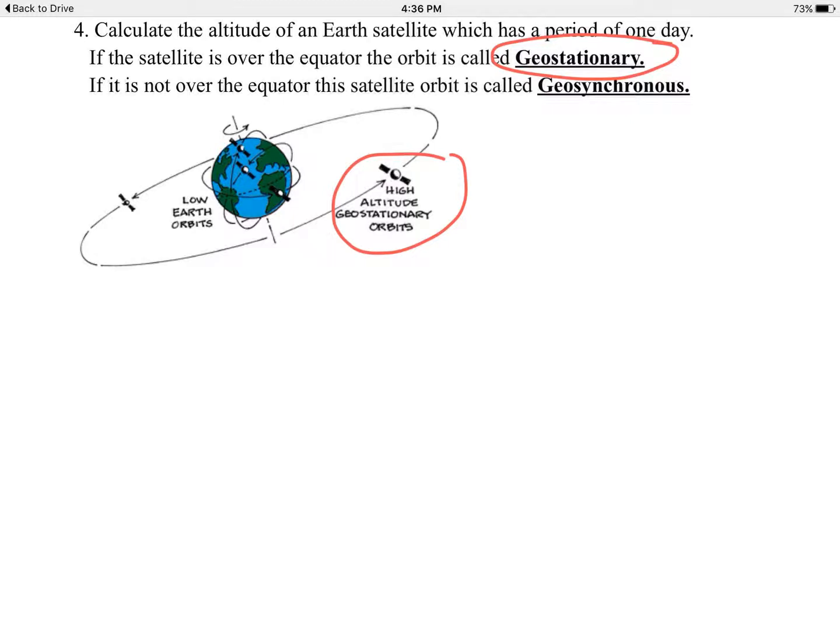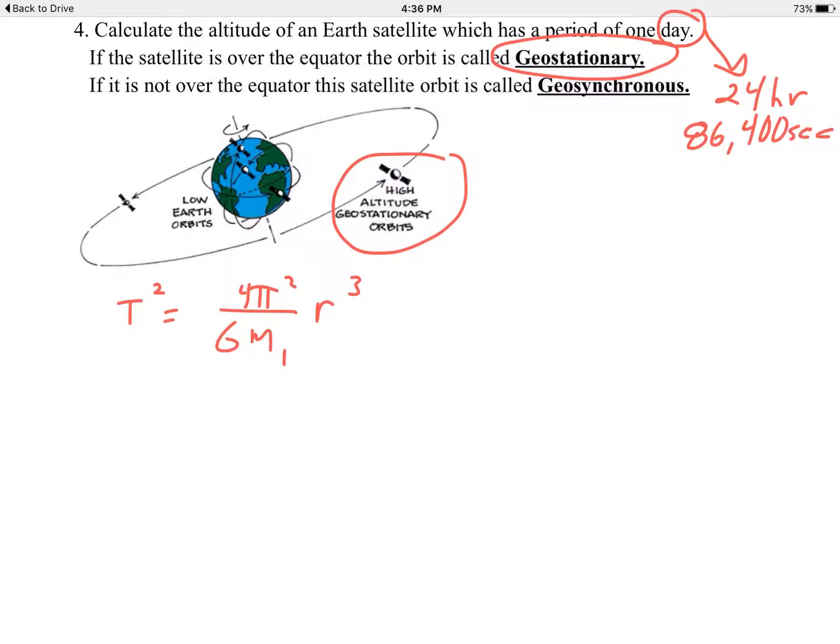We can start with Kepler's third law once again, and that is T squared equals 4 pi squared over GM sub 1 times r cubed. For a satellite to have a 24-hour period, that's 1 day, we need to turn that into seconds. Well, 24 hours, every hour has 3,600 seconds. So in a day, if you do the conversion here, that's 86,400 seconds. We want the period to be 86,400 seconds. That's the standard unit.